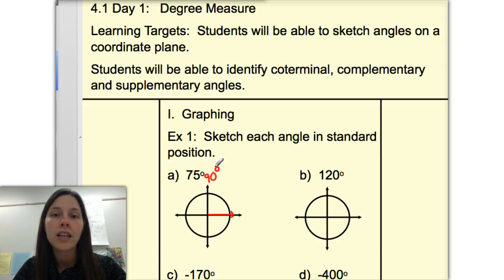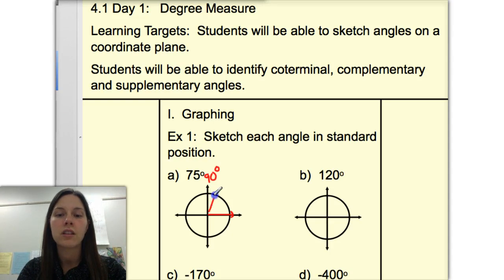But we know that it will lie in the first quadrant because it's less than 90 degrees. Of course, it's closer to 90 degrees than 0 degrees, so we're just going to make that terminal side of our angle closer to the full quarter turn. And that's our approximate 75-degree angle.